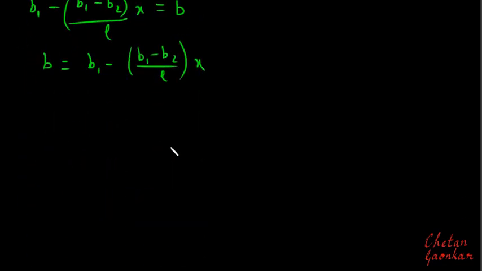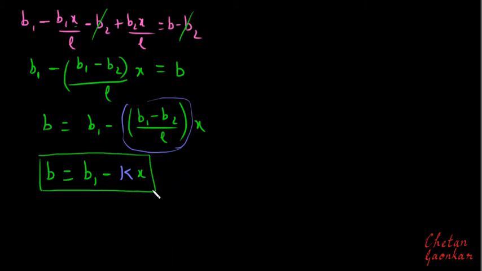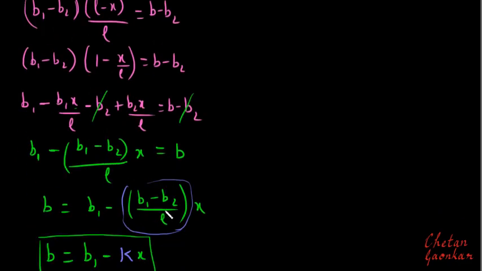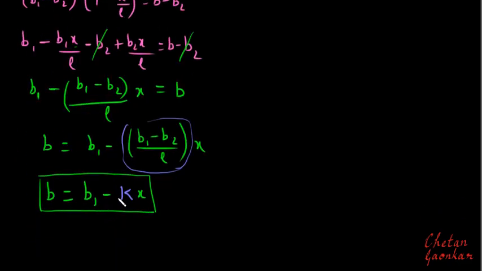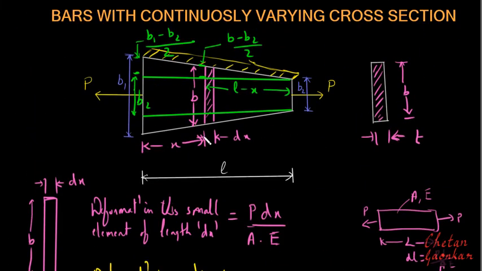So I can write this as some constant, say some constant k. So b is equal to b1 minus k times x. So finally I get this b in terms of x. This is what I will have to substitute now here in this case. In place of b, I will have to substitute b equal to b1 minus k times x. Basically this is the relation which tells us how this b varies from 0 to L.